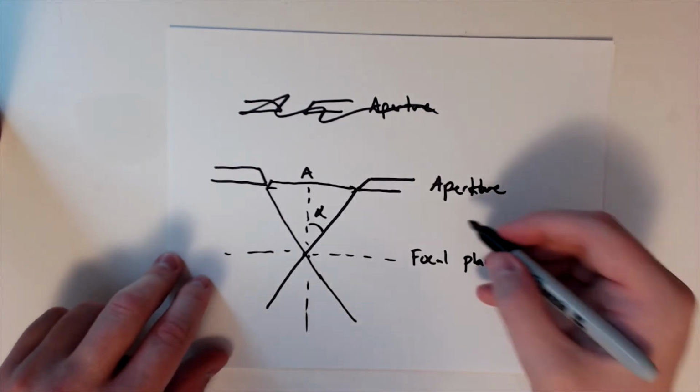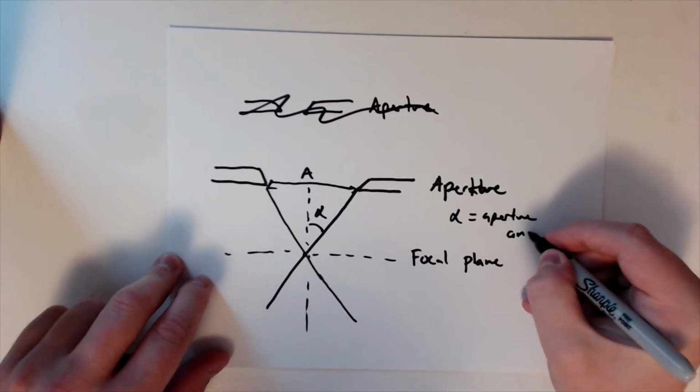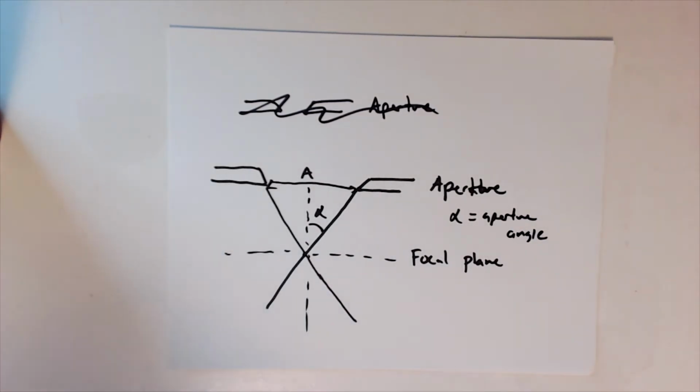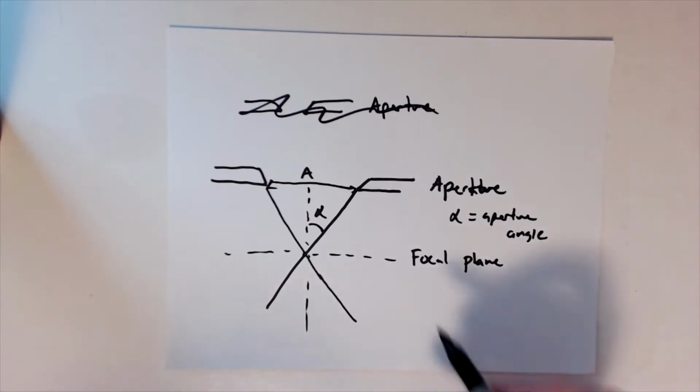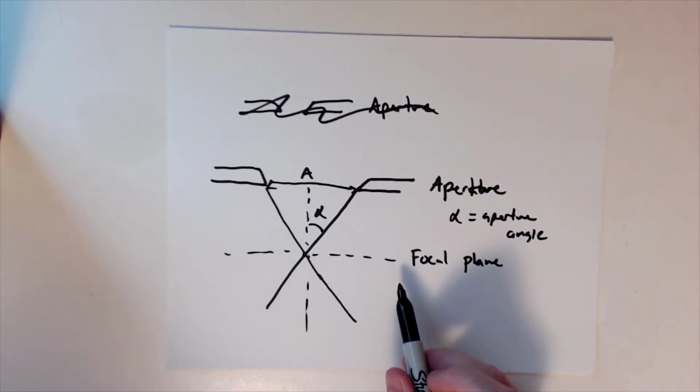Alpha was the aperture angle, right? So we talked about that before. So that's the angle of that. And so the idea with depth of field is that the image is in focus in the focal plane. So that's the case. But we also talked about the limits of resolution because of diffraction, right? So diffraction kind of limits what we have there.